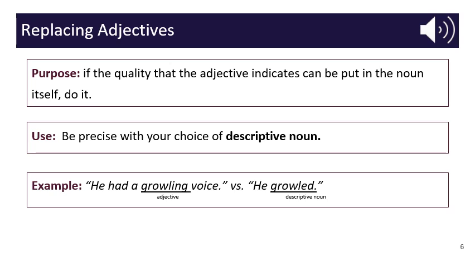While it's true that adjectives can be great for being specific, they can also be redundant if the quality of the adjective can be condensed into the noun. So for instance, he growled uses a descriptive noun and gets the point across more efficiently than it would if you said he had a growling voice.